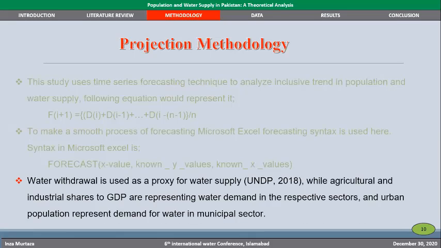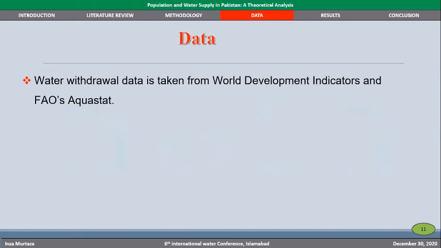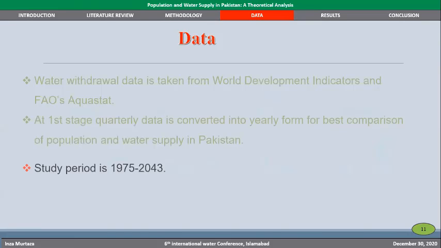Water withdrawal is used as a proxy for water supply, with agriculture and industry share of GDP representing water demand in the respective sectors, and urban population representing demand for water in the municipal sector. Time series data on water withdrawal is taken from World Development Indicators and AQUASTAT. At the first stage, quarterly data is converted into yearly form for best comparison of population and water supply in Pakistan. The study period is 1975 to 2043.